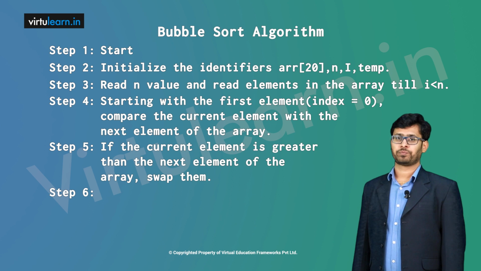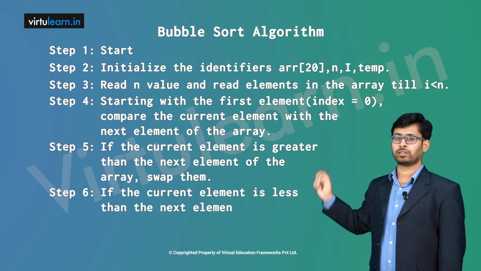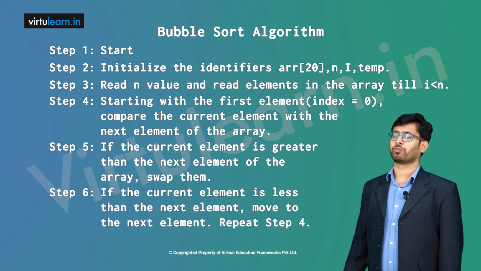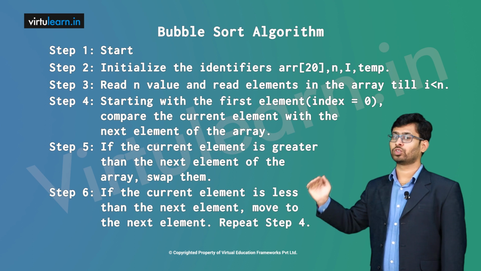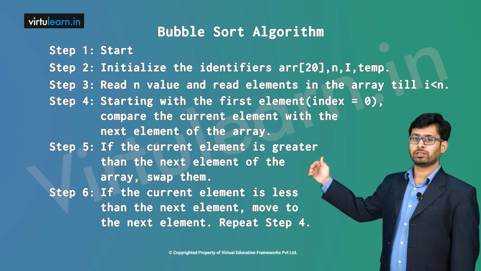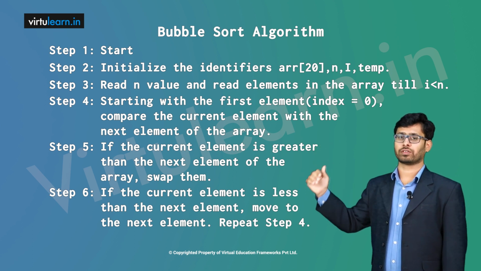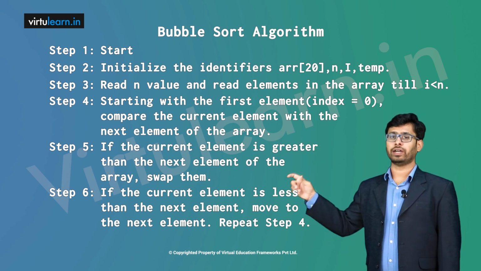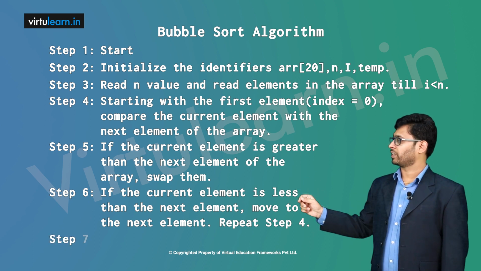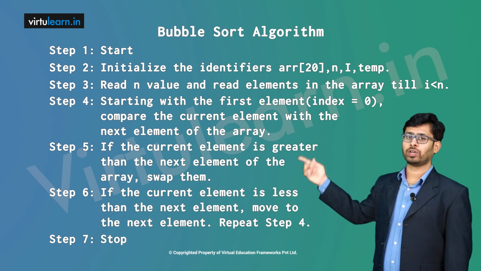Step 6. If the current element is less than the next element, move to the next element. So we need not swap it, we should just move to the next element. Repeat till step 4. Again from step 4 we need to repeat the same process till all the elements get in sorted order. The last step, step 7, is stop. So this is the algorithm for bubble sort.